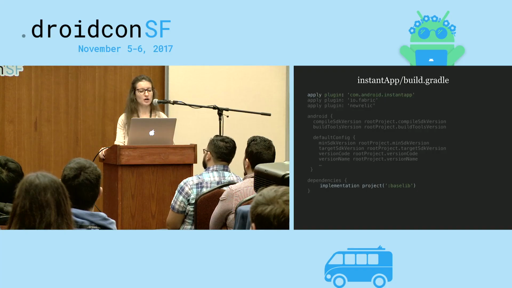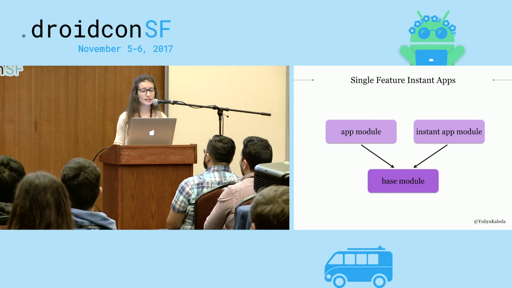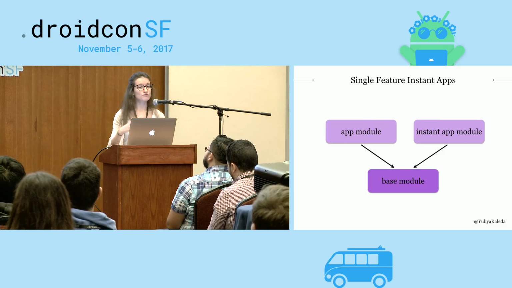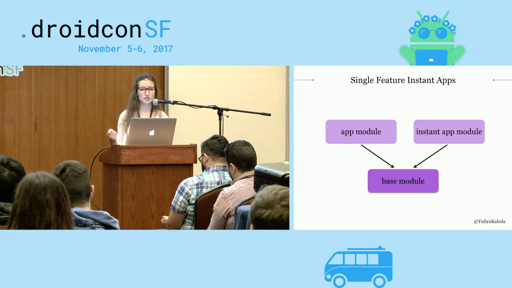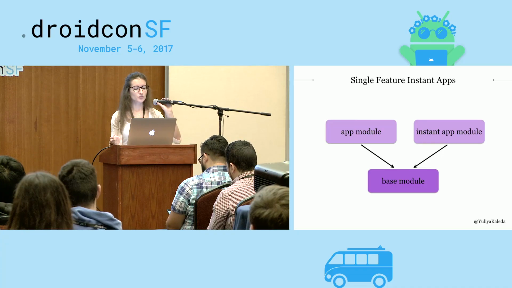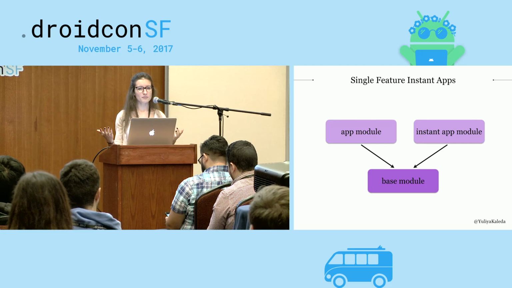So we have to set a connection of the instant app module with the base module through the configuration line implementation project. So that's pretty much it. So we modularized our application, right? And we established the connections between different modules through build.gradle files. And our instant app is ready to go.